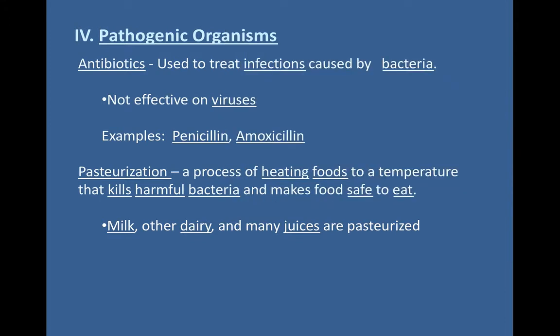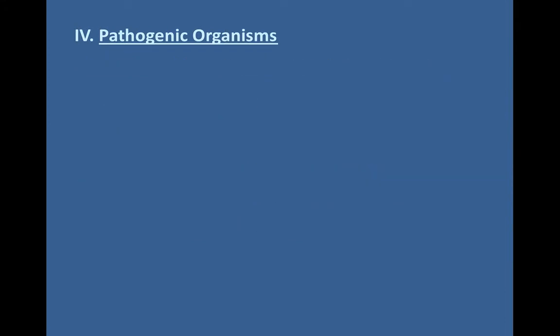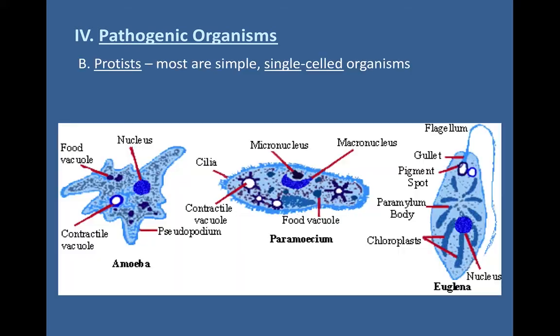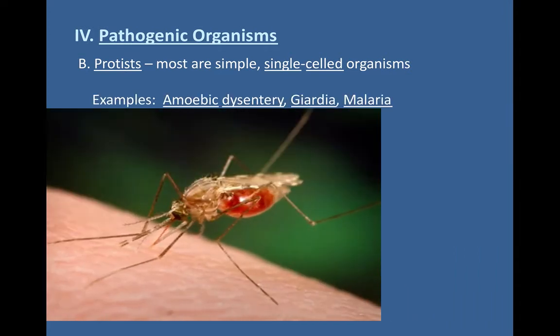All right. Bacteria certainly are one of our biggest groups of pathogenic organisms, but they're not the only ones. Just a quick mention, the protist kingdom. Reminder that protists are mostly simple, single-celled organisms, and most of them are just free-living and cause no problems, but we do have some that cause disease. Some examples of diseases caused by pathogenic protists: amoebic dysentery, which is intestinal, and it's caused by amoebas.